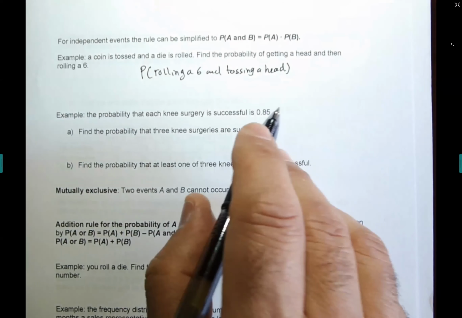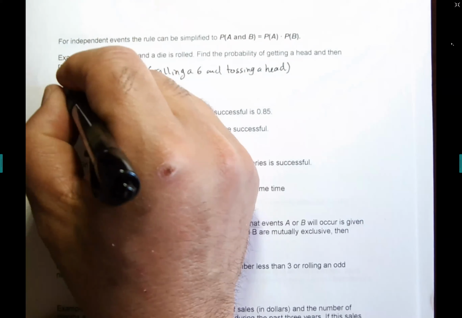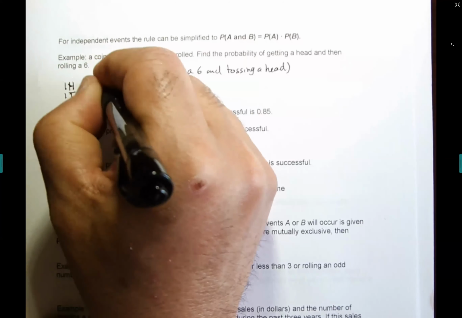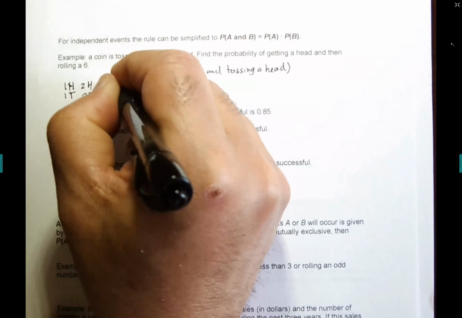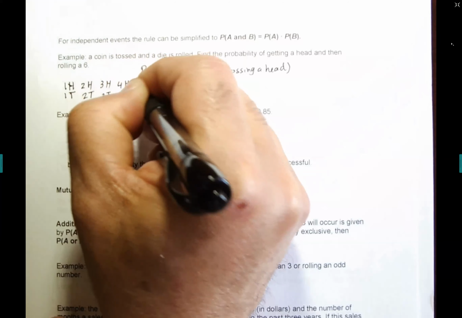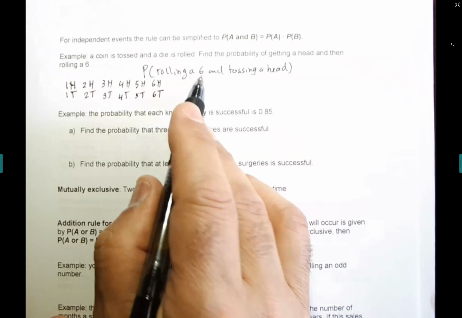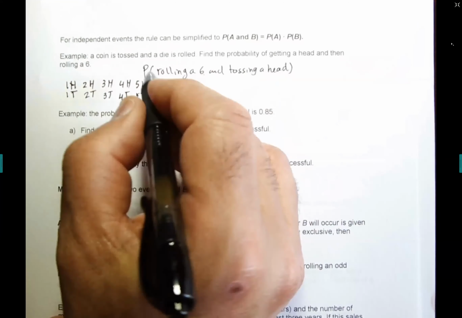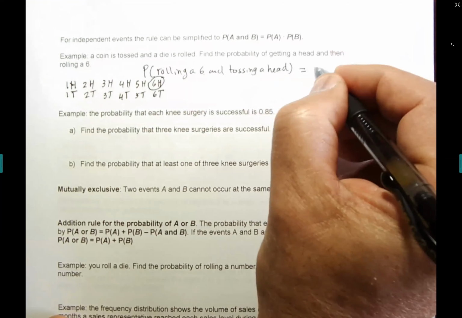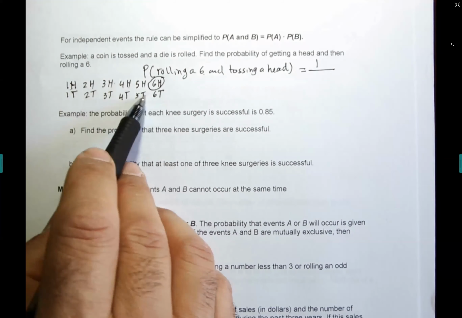Okay. Let's list the outcomes, guys. Since I'm doing those together, let's list the outcomes. You could get 1 with the head, 1 with tail, 2 head, 2 tail, 3 head, 3 tail, 4 head, 4 tail, 5 head, 5 tail, 6 head, 6 tail. Okay, I want a 6 and a head. Well, this is the only one that has a 6 and a head, guys. So you guys agree with me that the answer should be 1 out of how many? 1, 2, 3, 4, 5, 6, 7, 8, 9, 10, 11, 12.